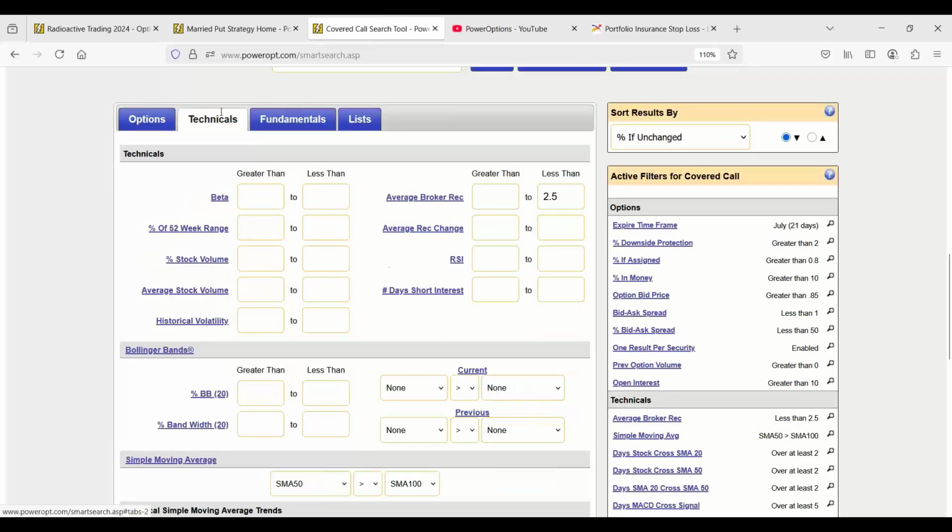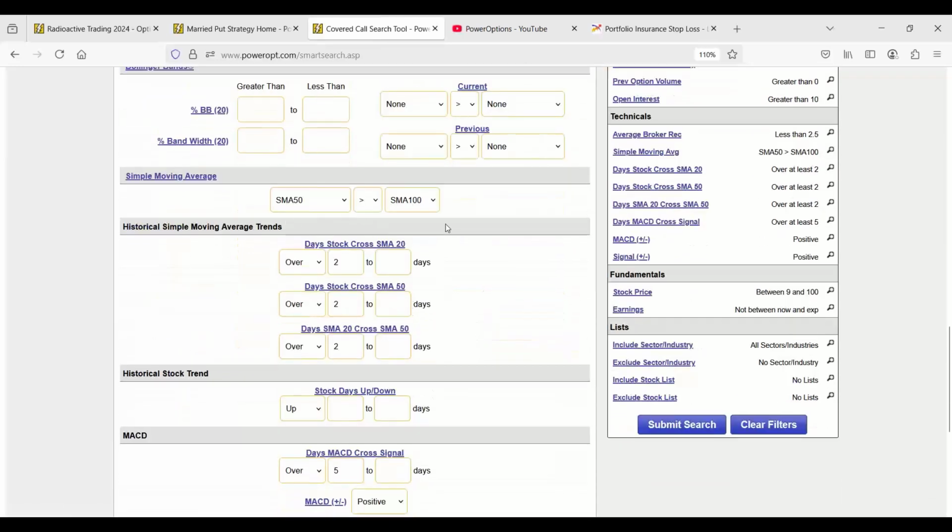I'm sorry, I went to fundamentals. My apologies, folks. That is a way that you could do it. Start with the bigger numbers you want for SMA or stock, even just stock being above the 100. You could do that as well.